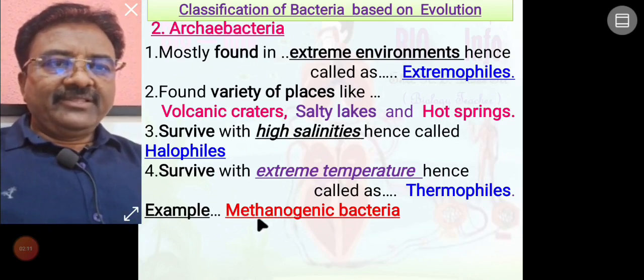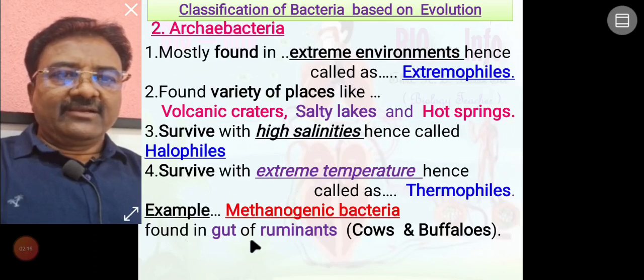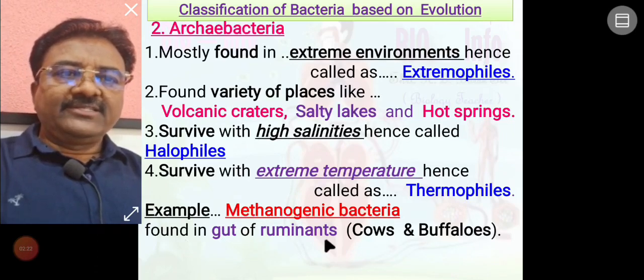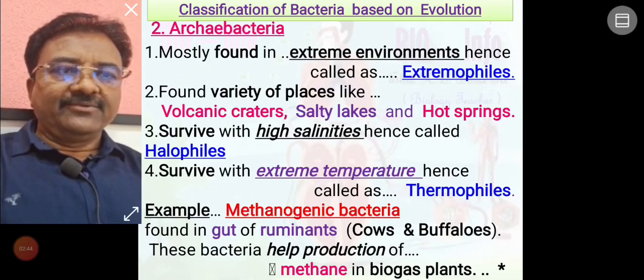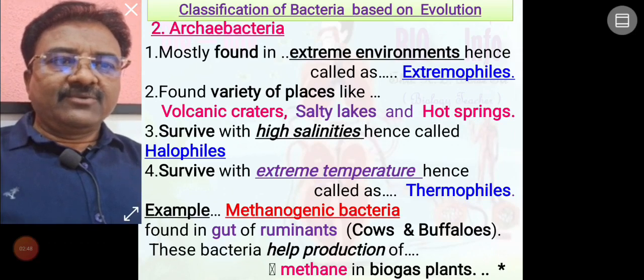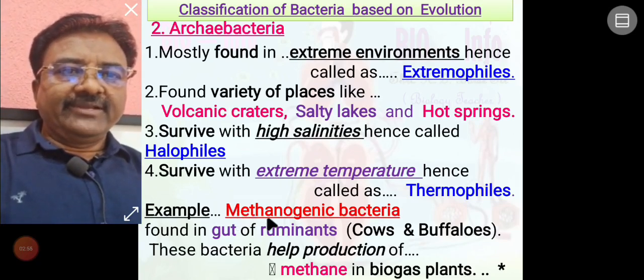Example, methanogenic bacteria is one of the types of archaebacteria found in gut of ruminants, cow and buffalo. You know cow, buffalo, its digestive system contain part gut, found methanogenic bacteria. Such bacteria help production of methane in biogas plant. You know, biogas plant use cow dung or buffalo dung, so this dung contain a lot of methanogenic bacteria, and such bacteria help production of methane gas in the biogas plant.